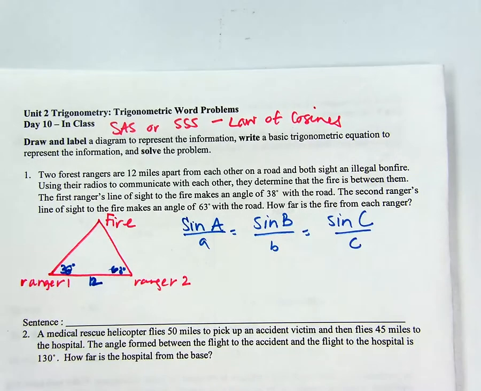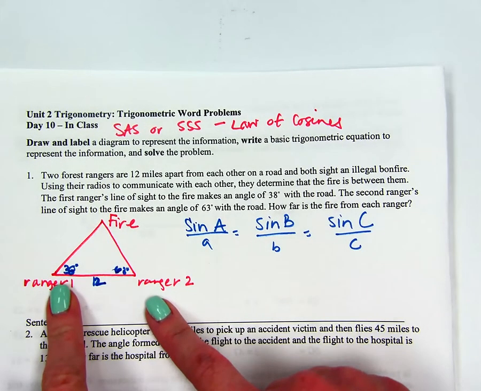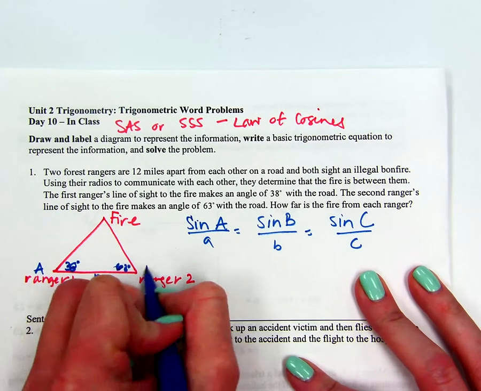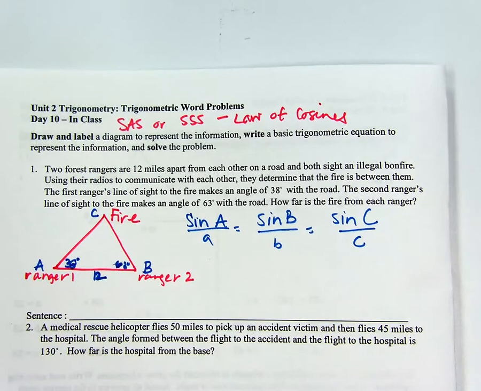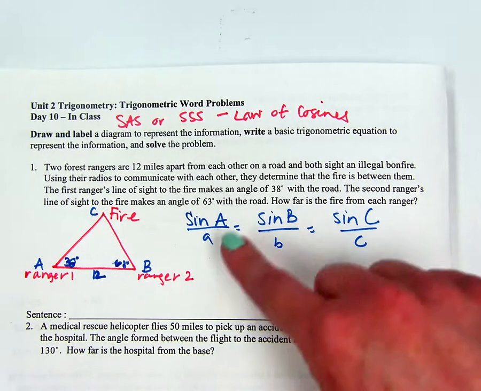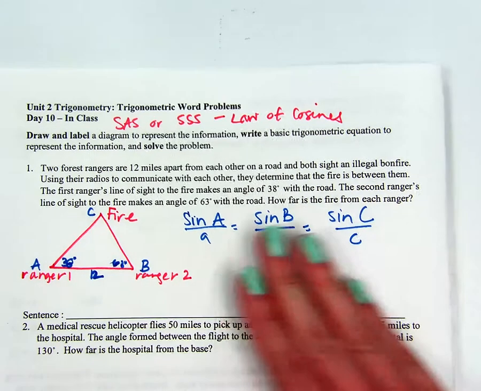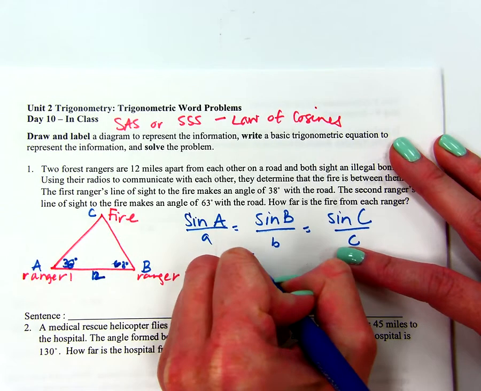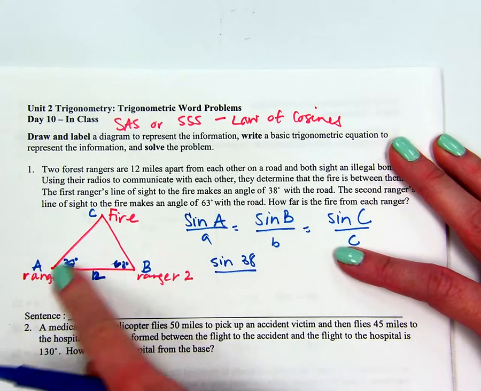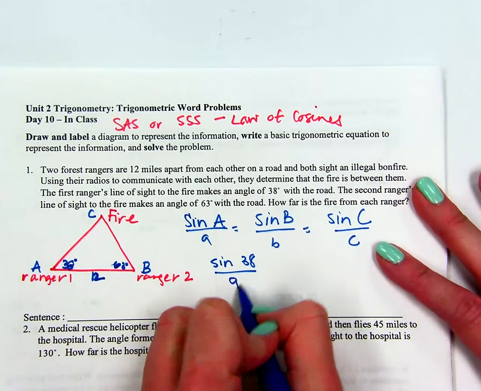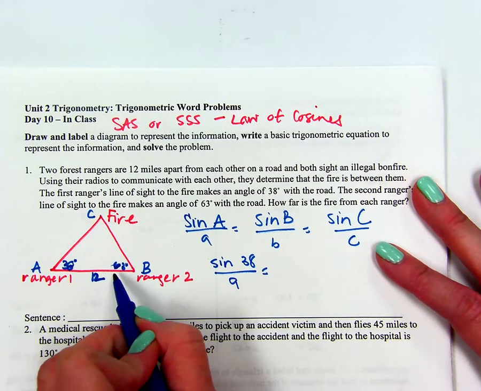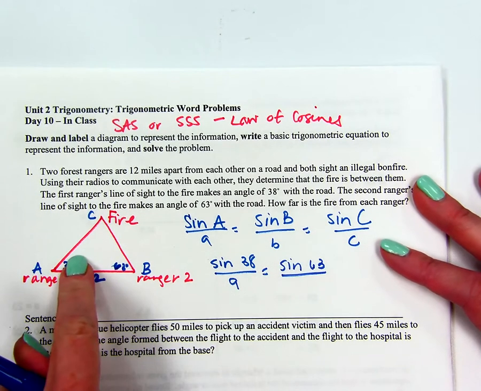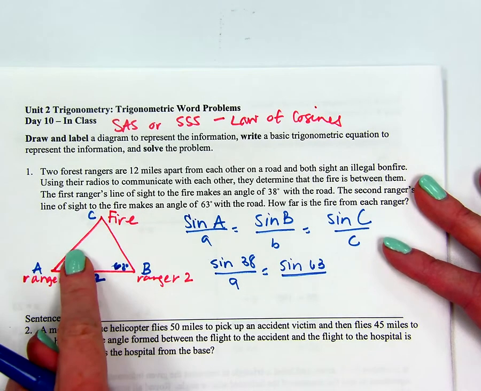Now, we don't have anything labeled here, right? So you can just choose to label whatever sides you want. I'm going to say this is A down here, I'm going to make this one B, and then I'm going to make my fire C. It doesn't matter which way you label them. It's just going to help you when it's time to plug the information into your equation. So the sine of angle A we have, it's the sine of 38 over. Now, side A is opposite our angle, and we don't have that. So let's look at sine B, that's our angle of 63, and we're looking for a side across from angle B, and we do not have that either.